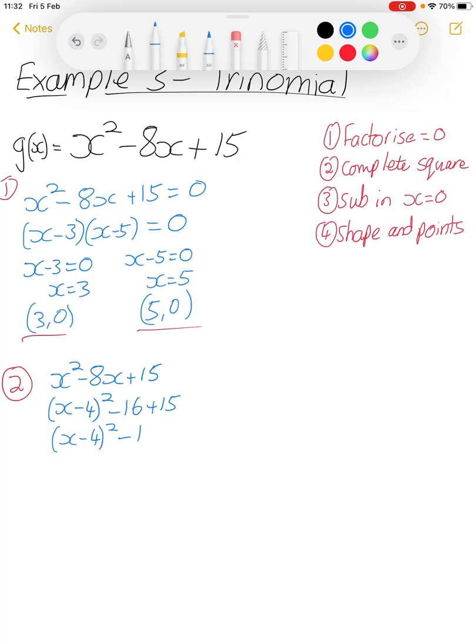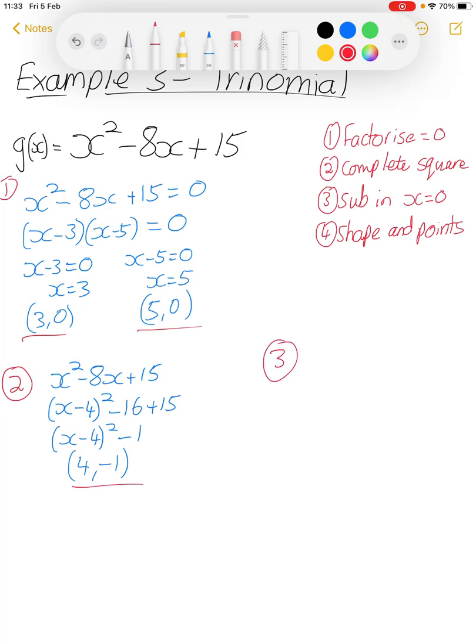Now to get the turning point from that, what does x need to be to make the bracket equal 0? The answer is 4, so the x coordinate is 4, and the y coordinate is the bit on the end, so the minus 1. So the turning point is 4, negative 1. So that's important, so it's underlined.